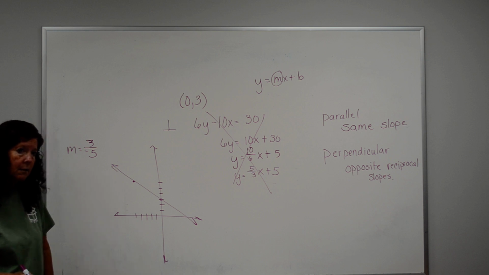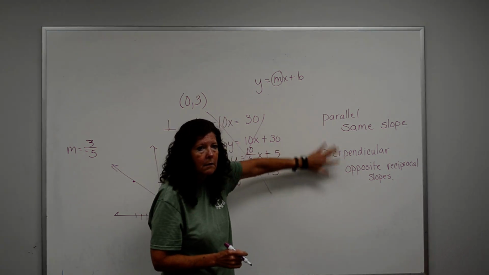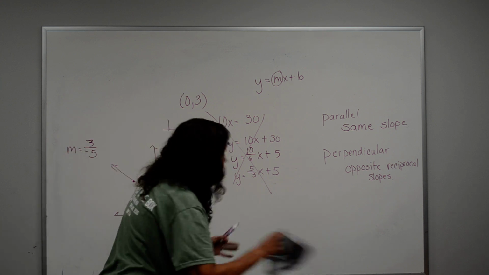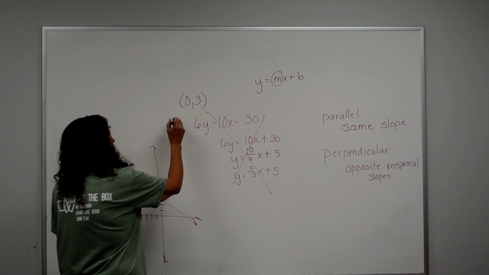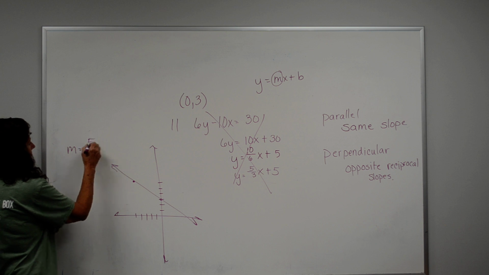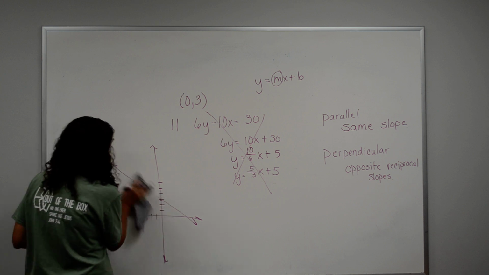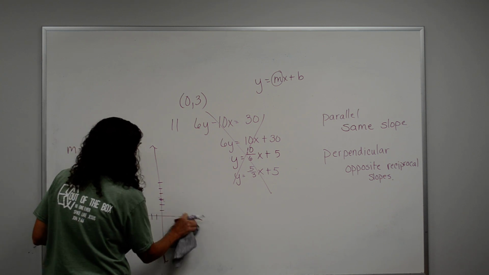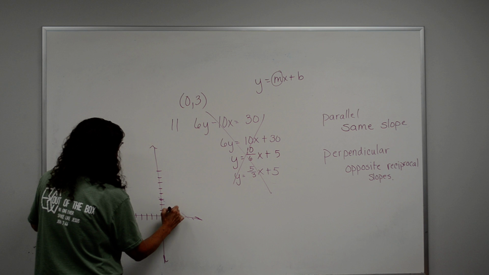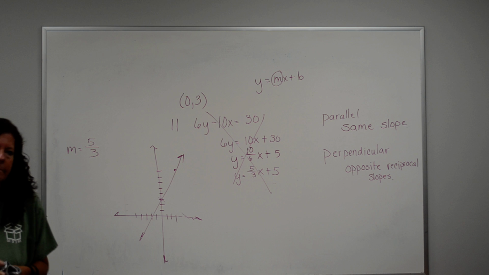Okay? You with me? I think so. Okay, this right here is the big thing. Parallel, same slope, perpendicular, opposite slope. If I said parallel to this, then this is going to change to 5/3, the same slope that I had. Okay, so then I would graph 0, 3, and I'm going to go up 5, 1, 2, 3, 4, 5, and to the right 3. And that's that line. Okay?